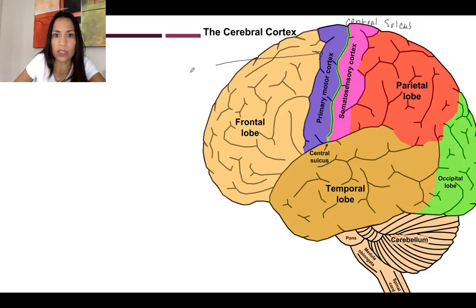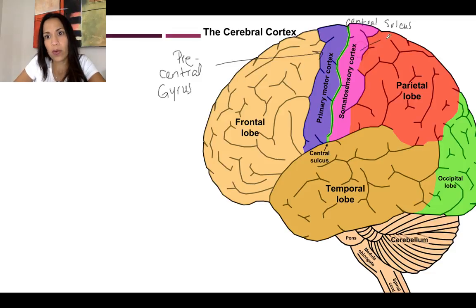So the purple one, since it's located right in front of the central sulcus, we are going to call pre-central, because it's located in front of the central sulcus, and it's a gyrus: the pre-central gyrus. This is the anatomical name. And the pink one, how do you think we're going to call it? Post-central gyrus.